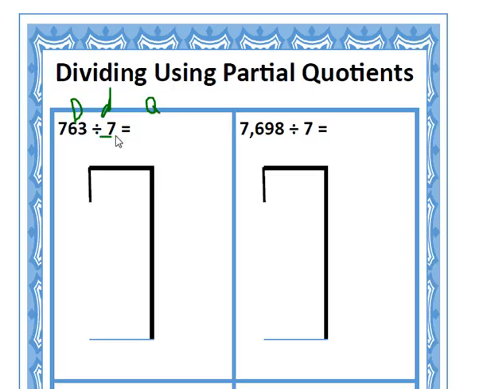Now, we do need to write our multiples of our divisor, which is 7. Is it all the multiples of 7? No, just up to 10. 7 times 10. 1, 2, 3, 4, 5, 6, 7, 8, 9, 10.